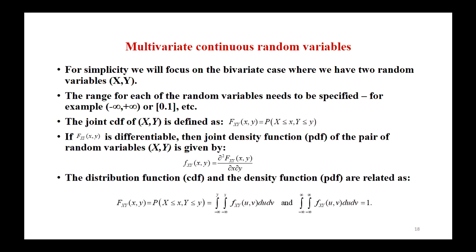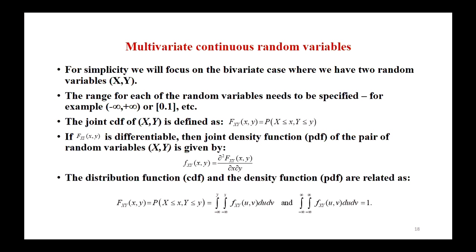So the range of each of the random variables should be specified. It could be minus infinity to plus infinity. It could be 0, 1, whatever. The joint CDF of X and Y, we define it as F_XY of x comma y. That is just the probability that big X is less than little x and big Y is less than little y. That's what we call a joint CDF. Okay. We've got two random variables, so it's got two arguments, small x and small y.